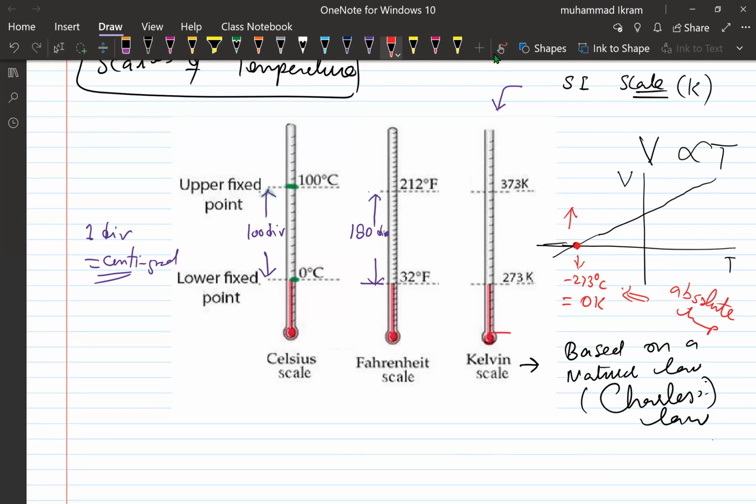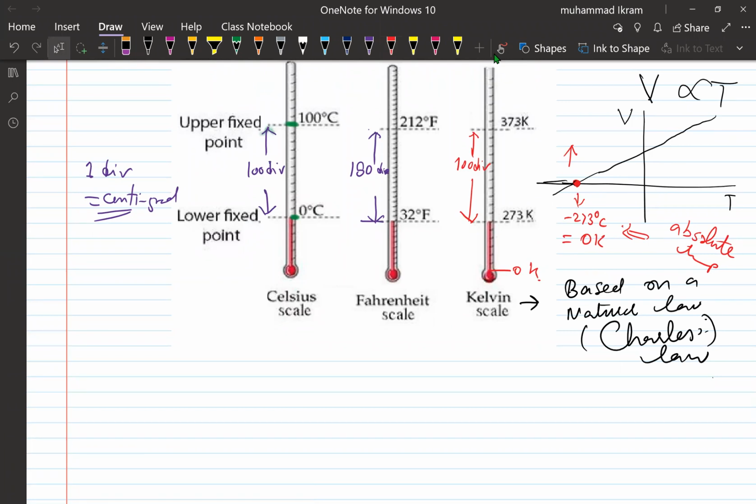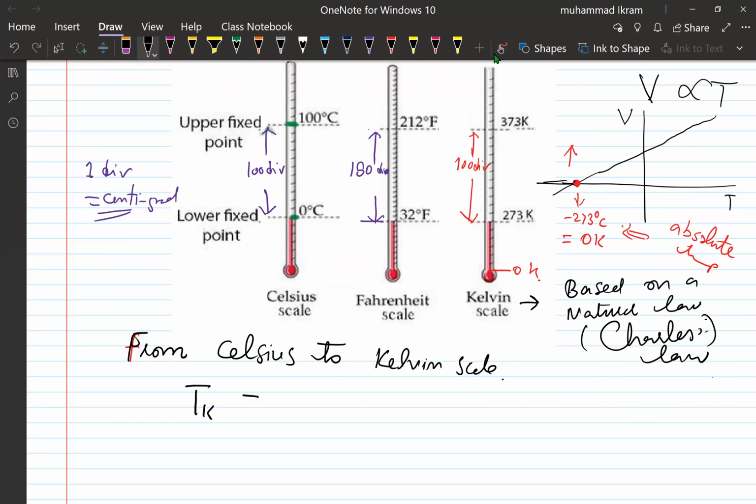So this is why we have the 0 Kelvin here. And then the rest is divided into what? Minus 273, then plus 273, and then 373, and this is divided into 100 equal divisions. This is the Kelvin scale. Now how can we convert from Celsius to Kelvin scale? We use a formula like this one: the temperature in Kelvin will be equal to the temperature in centigrade plus 273.